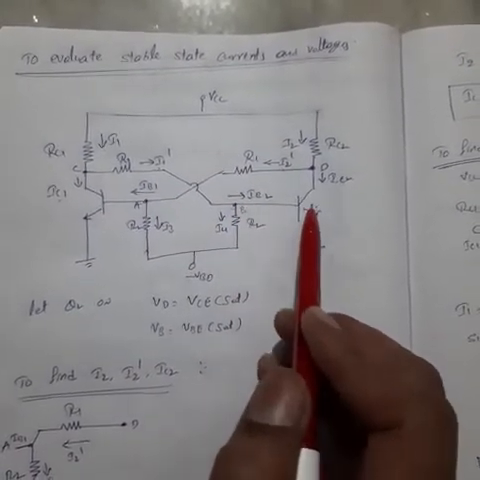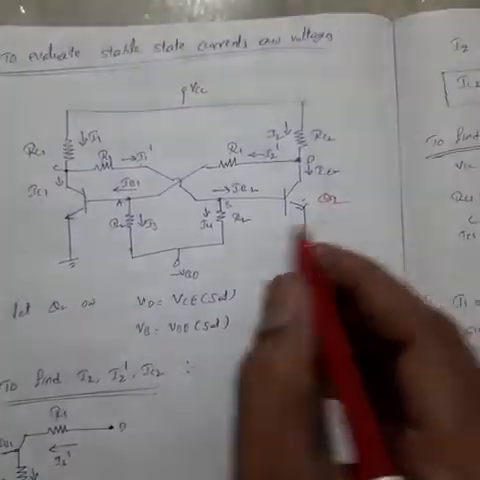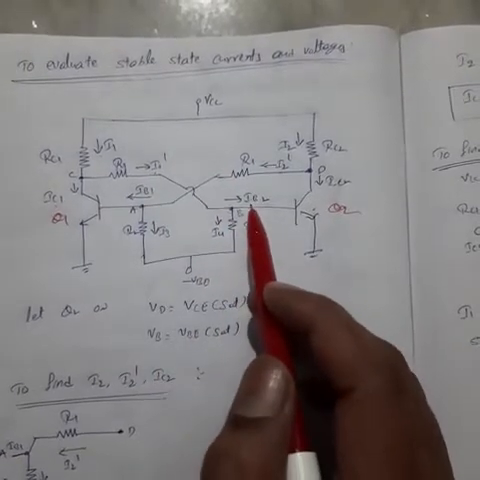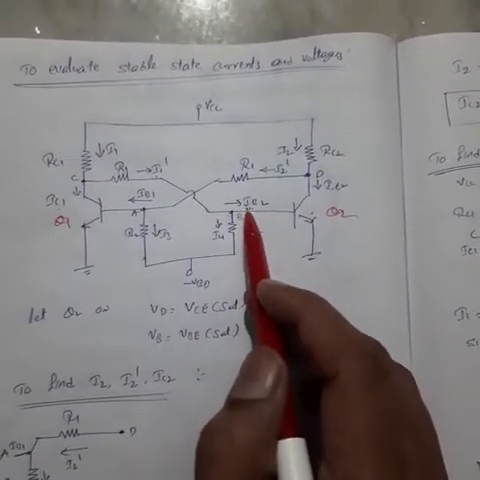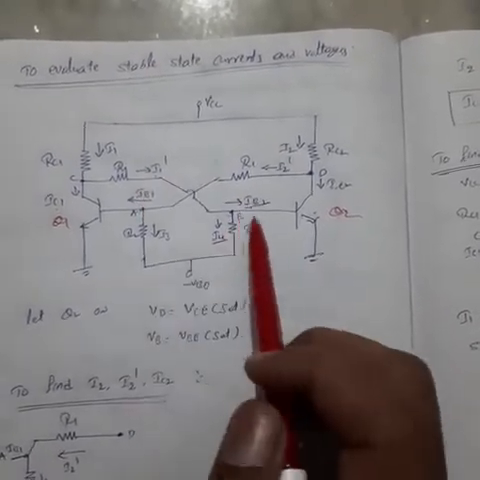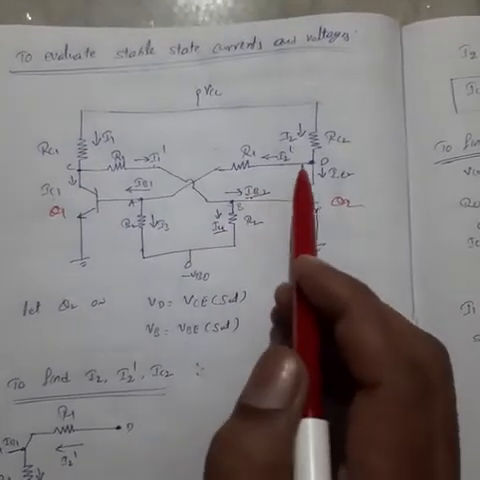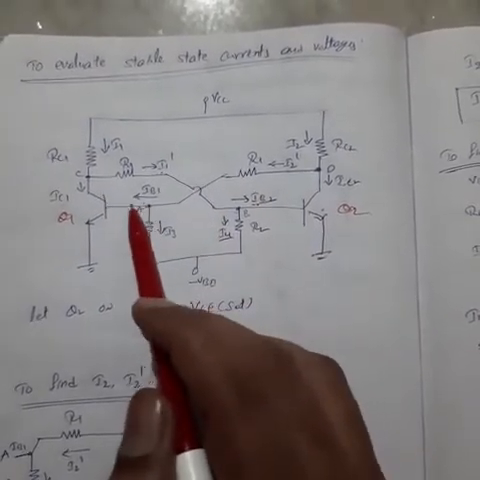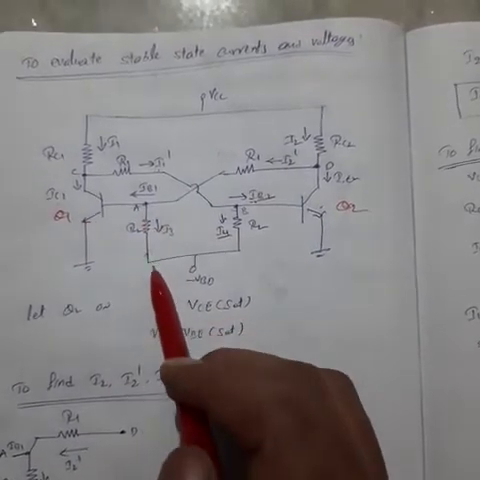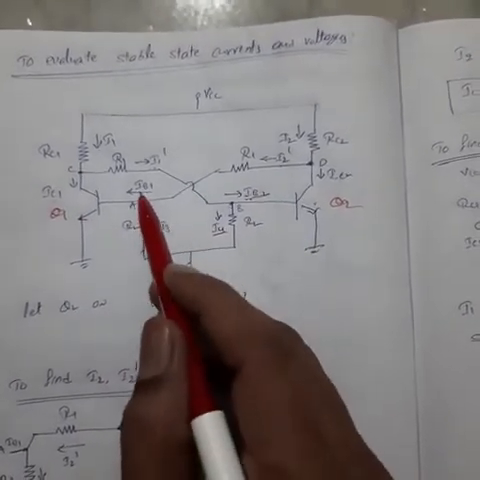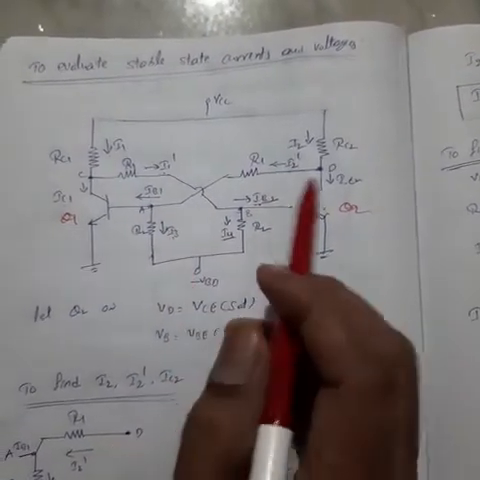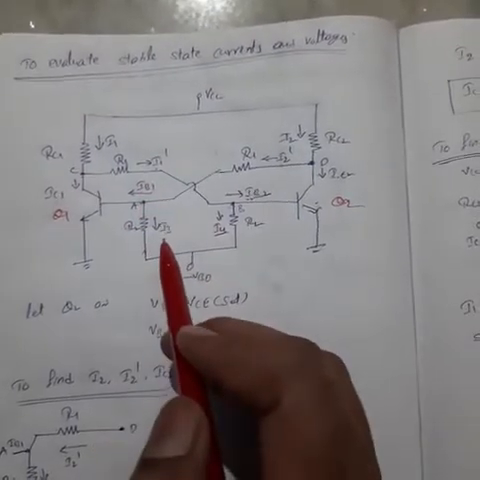This is the base of the transistor Q2. This is Q2. This is Q1. I1 dash is divided into the base current of transistor Q2, IB2, and I4. Similarly, I2 dash is connected to the base of the transistor Q1 as well as to minus VBB. Then I2 dash equals IB1 plus I3.